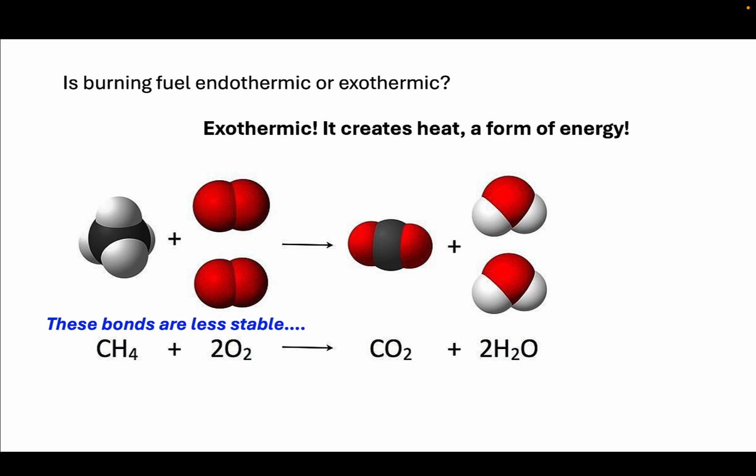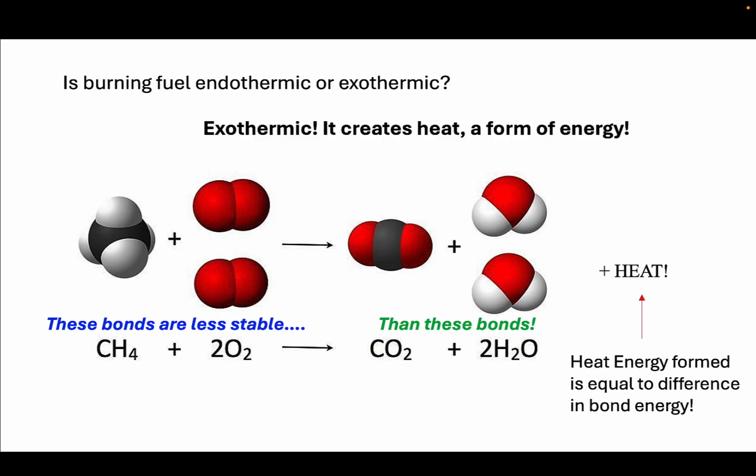And so because we already know something about this reaction, we can also conclude that these bonds are less stable than these bonds on the right. We're forming more stable bonds. Because we're forming more stable bonds, we have heat that's formed. And finally, this heat energy that's formed is going to be equal to the difference in bond energy. This is conservation of energy. It means that energy is neither created nor destroyed. While we are making more stable bonds that contain less energy, that energy can't just evaporate. It has to go somewhere. And in this particular case, in this exothermic reaction, it comes out in the form of heat.